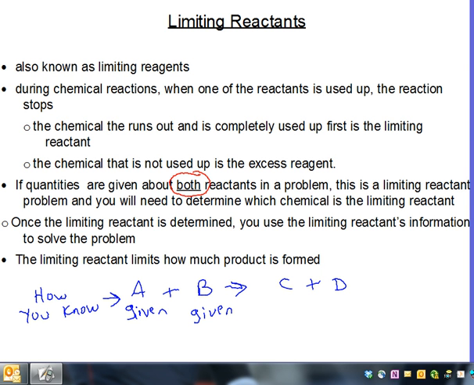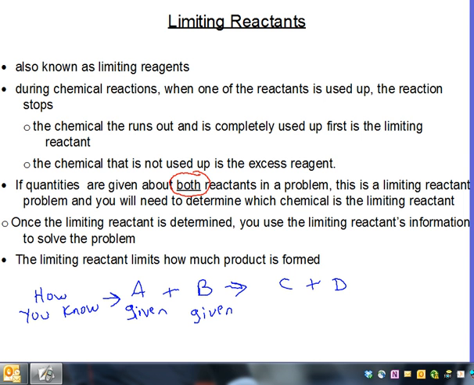To recap, if I had 2 frames and 17 wheels, the maximum number of tricycles that I could make is 2. The frame limits the amount of tricycles that I can produce. If I had 17 wheels, I could make 5 tricycles, but with only 2 frames, I can make 2. So that's basically what a limiting reactant or limiting reagent is.